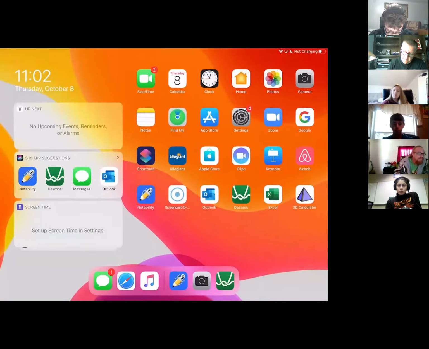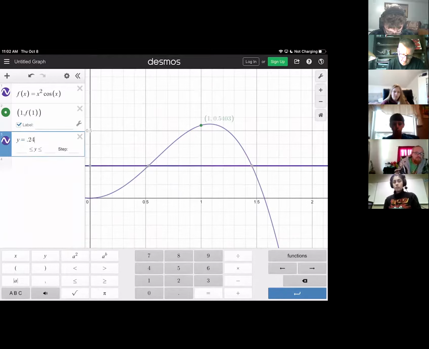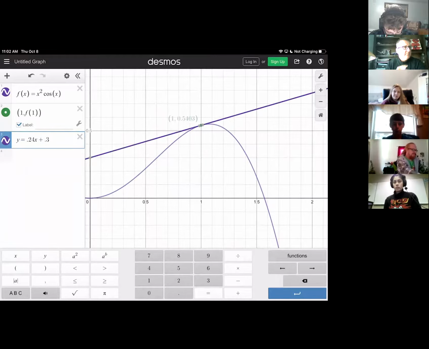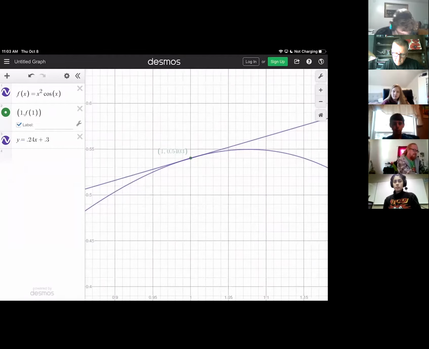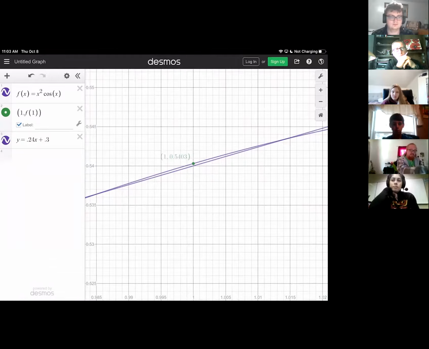0.24x plus 0.3. If I go back to my graph, and maybe I'll get something wrong. Who cares? I'll fix it. It's not a big deal. y equals 0.24x plus 0.3. Oh, good. Looks right. Is it right? No, it's not. Why not? You rounded. I rounded. Of course it's not right.